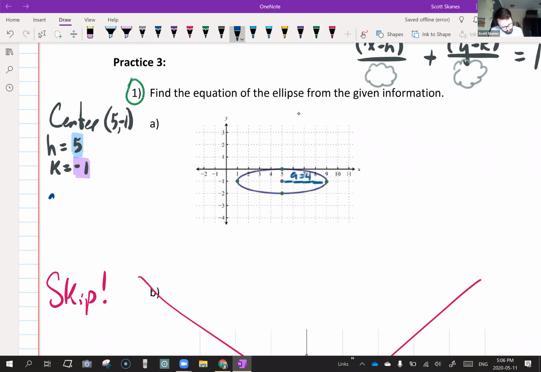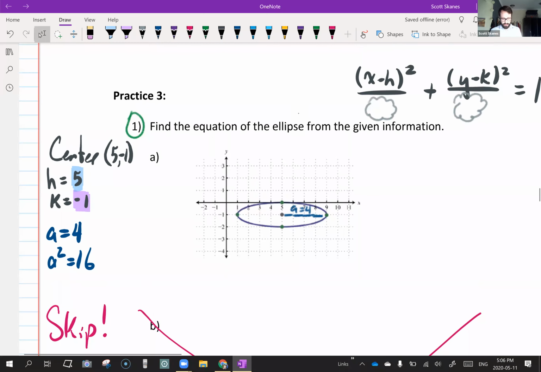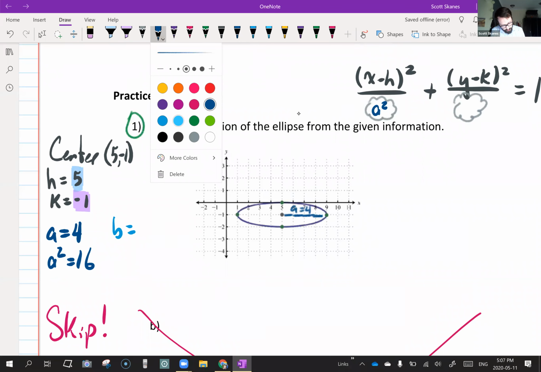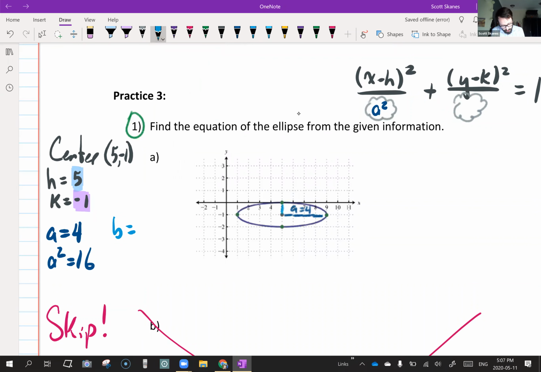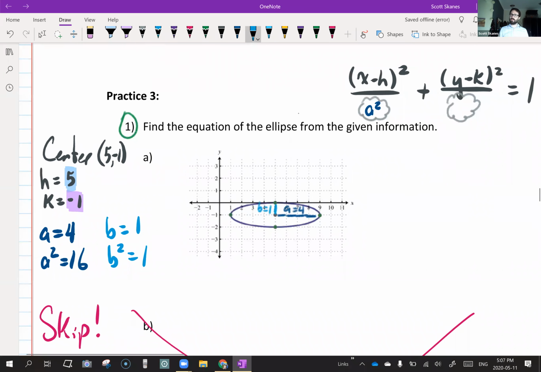If A is 4, then A squared is 16. And by the way, I know it's with the x now because I know it's been stretched in the x direction. I can see it. By similar logic, we can figure out what B is. B is going to be 1 because it's the distance from the center to the minor axis, or the center to the co-vertices. So if that's 1, B squared is also 1. We have everything we need now.